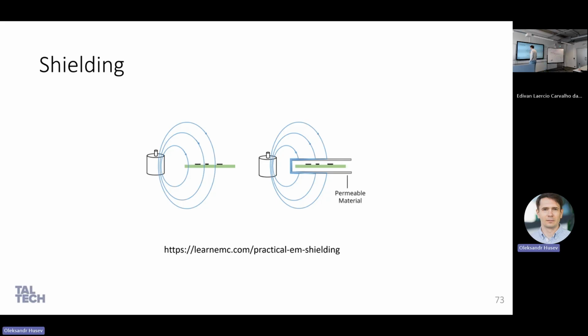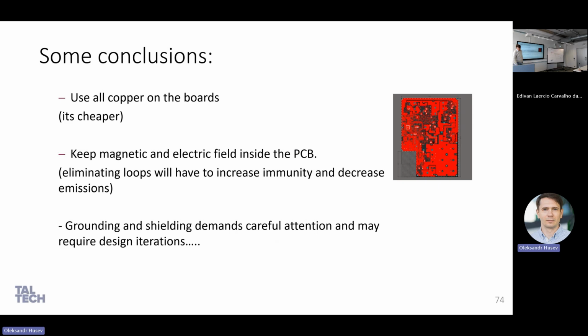Okay. So in terms of shielding, in terms of magnetic shielding, the principle is quite the same, but you just need to use a permeable material. I'm not going to discuss this in detail, but we will make some conclusions because the lecture is coming to the end, but I'm open to answer all your questions. Some intermediate conclusions. Use all copper on the boards, it's cheaper. So we just, like, example. You may see some digital, analog and high power paths, right? But we never remove copper just because it's cheaper, right?